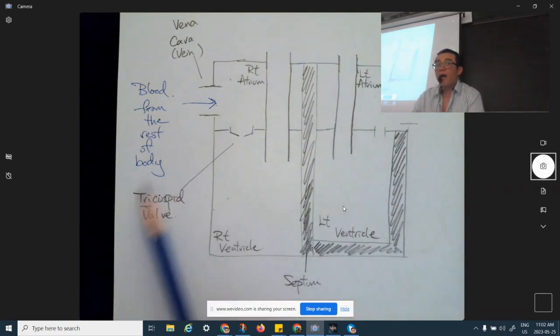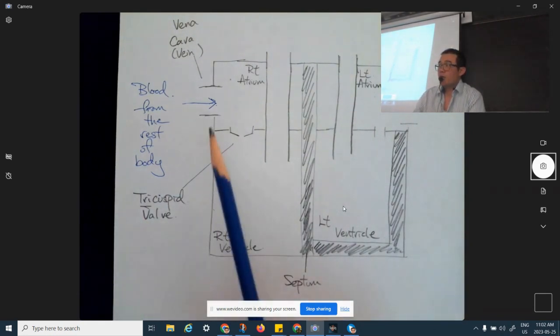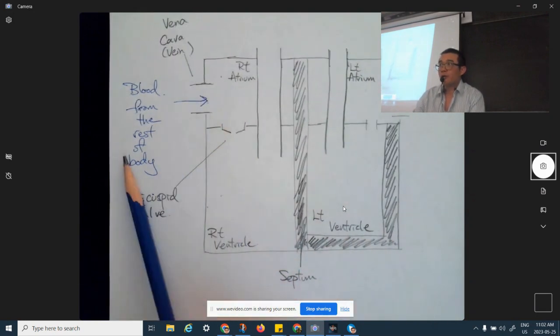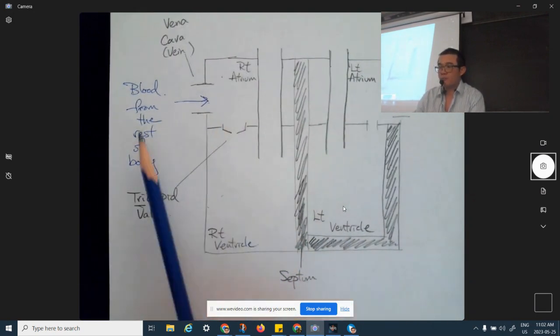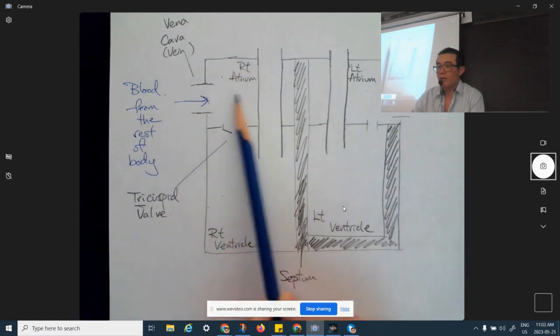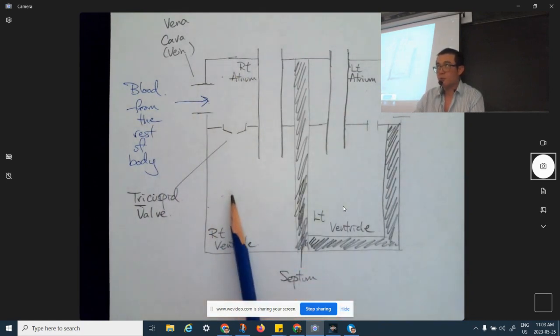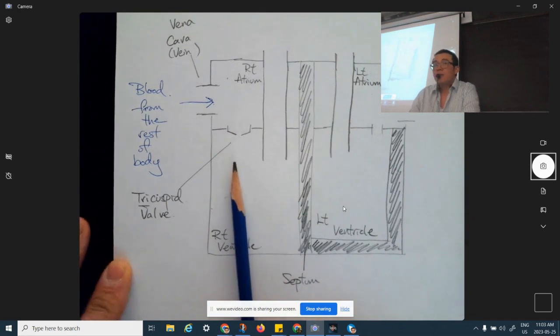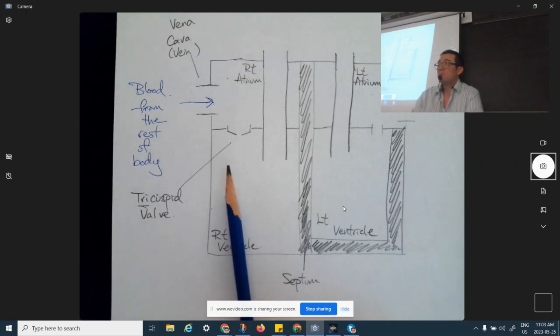And the purpose of the valve is to make sure the blood only goes one way and not the other. It makes sure that blood flows only from the right atrium to the right ventricle, and it cannot go back. It's important for that. If you hear people say, oh, this person's having heart valve surgery, you know they probably have to cut open the heart and change the valve or do something to it.